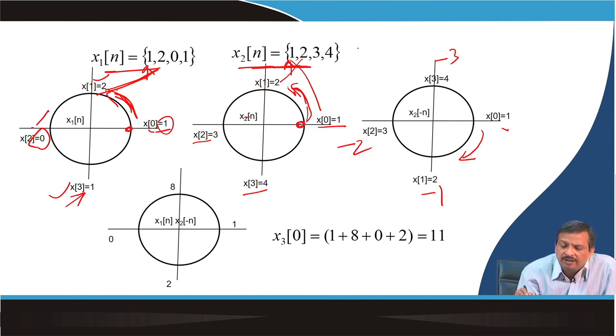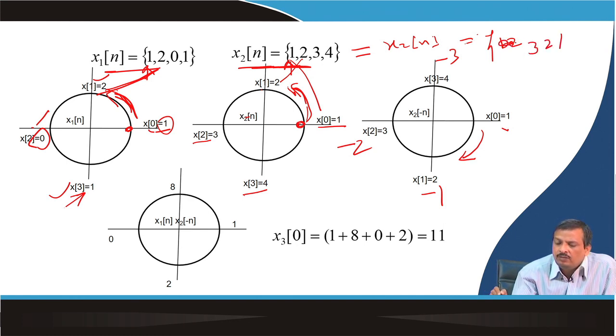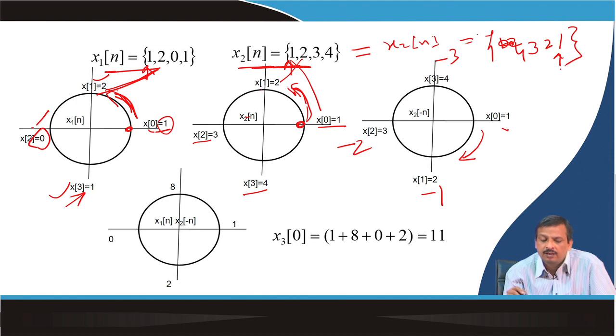So x2n, what is the value of x2 minus n? It is nothing but 1, 2, 3, 4. So 1, 2, 3, 4, 1 will be here. You know that. What is x2 minus n? I have said that I have a signal x2n which has 0th sample 1, first sample 2, second sample 3, and third sample 4.